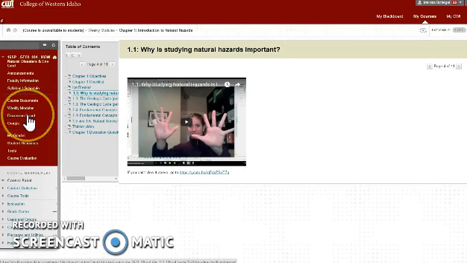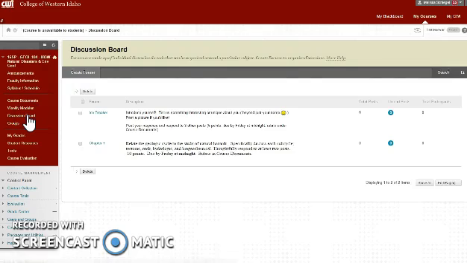The next tab in the red column is the discussion board, where we will discuss questions. You will be required to post your answer to the questions and then respond to other classmates' answers, usually. The icebreaker is an exception.